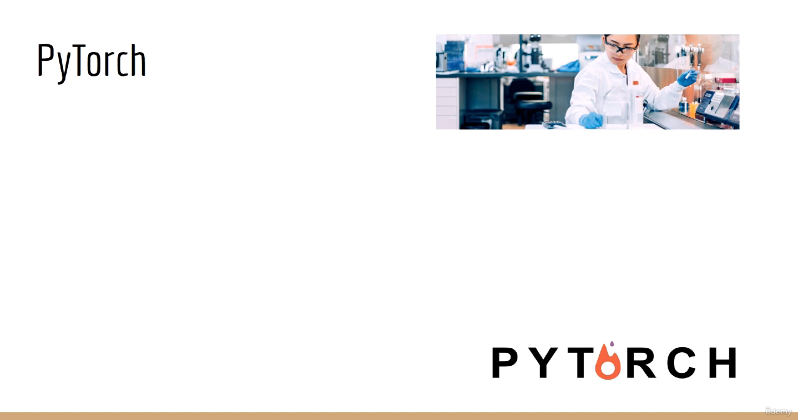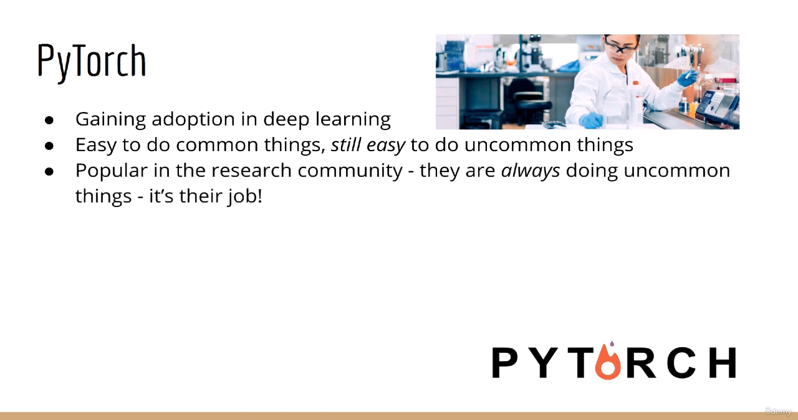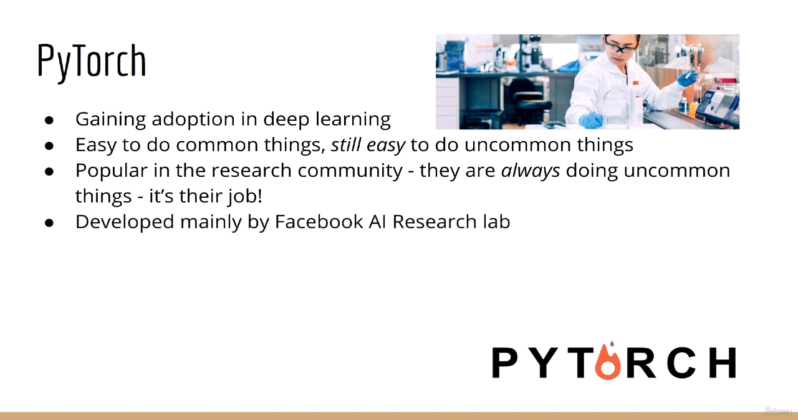PyTorch, on the other hand, has been slowly gaining adoption in the field of deep learning, thanks to the fact that it's relatively easy to do common things and still easy to do uncommon things. For this reason, it's been extremely popular in the research community, who, by definition, do lots of uncommon things. That's their job after all. PyTorch is developed mainly by another internet giant, Facebook, specifically the Facebook AI Research Lab.